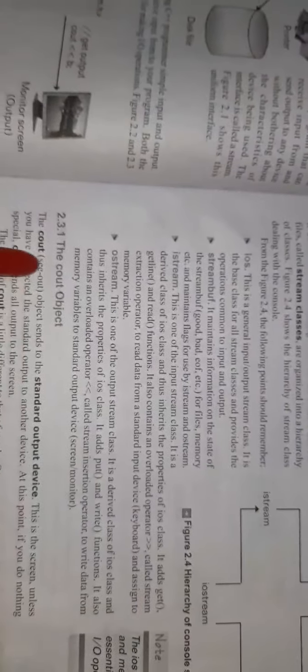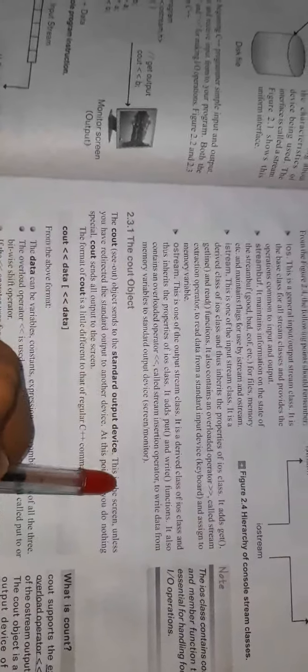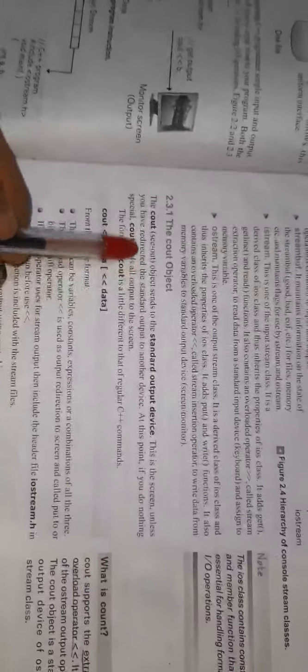So what is cout? Here this is just a hierarchy of streams, some stream class library files. Just go through this. Whenever you use cout, the cout object is your standard output stream. Through this cout, whatever data has to be displayed, the compiler sends directly to the standard output device. It may be a monitor or a printer. The cout object sends to a standard output device. This is the screen unless you have redirected the standard output to another device. If you do nothing special, cout sends all output to the screen.